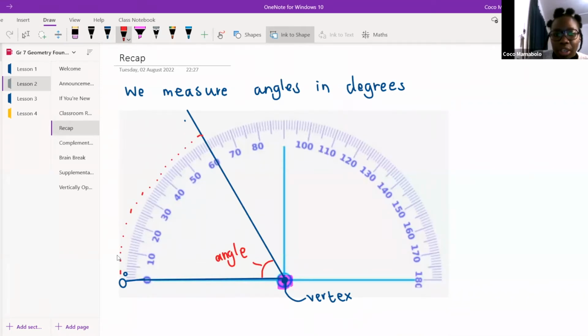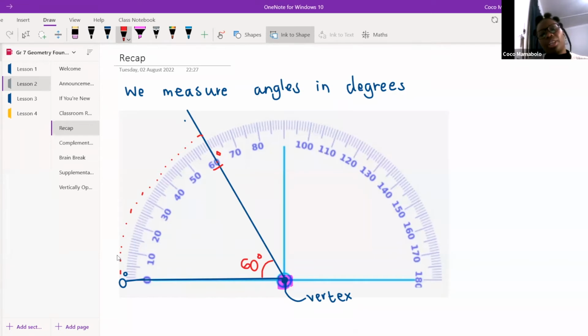And as I'm looking on my protractor, I noticed that it stopped at 60 degrees. So that means that this angle over here is 60 degrees. Very well done, Hermione. This is 60 degrees. We call it 60 degrees.